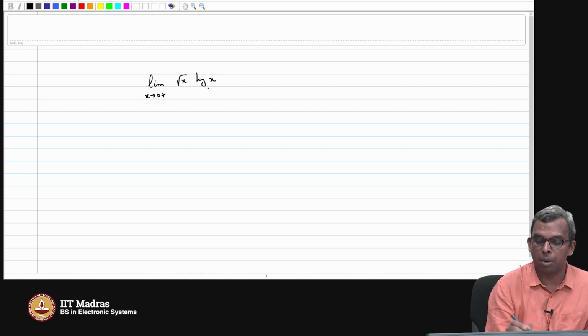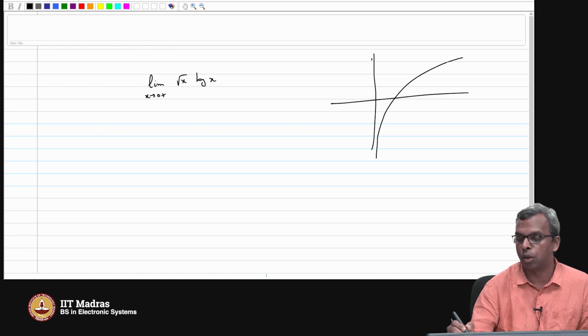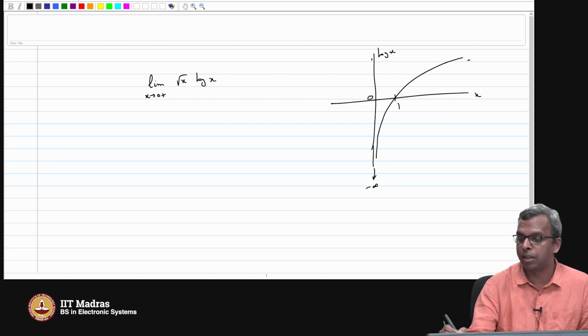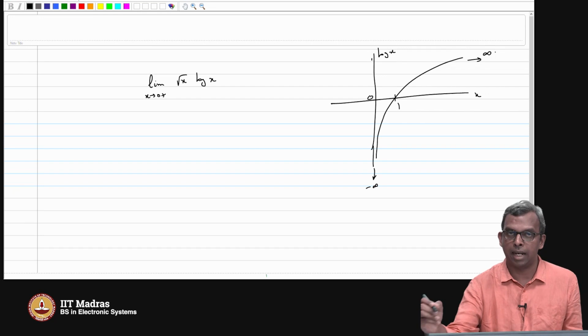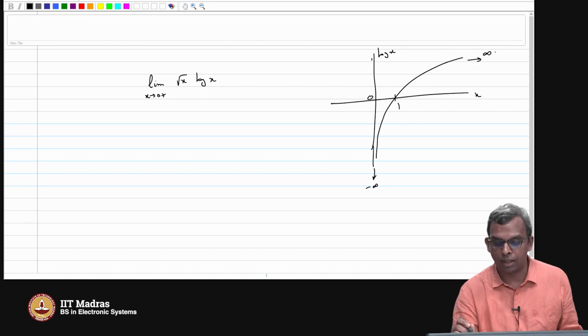Okay, a couple of things to remember about log x. I think you recall the function, right? It's plotted like this, log x versus x. This is at 1, and at 0 it goes off to minus infinity. As x tends to infinity, it goes off to infinity. So it's a function that has a picture like this. You should quickly visualize this picture in your mind. Only then you'll understand what's going on.